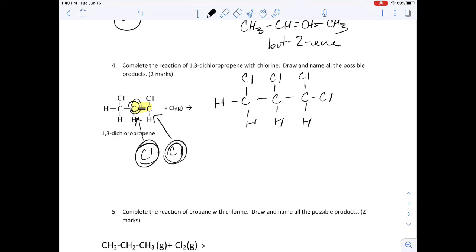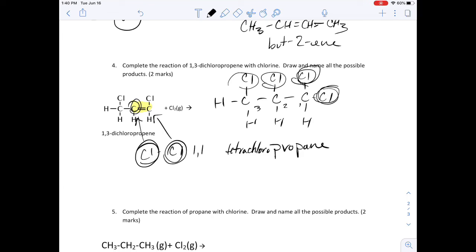Now I need to name this. So this is going to be a propane, right? Because it's all got single bonds. But it's got 1, 2, 3, 4 chlorines. So it's tetrachloropropane. And I need to number this to get the lowest number. So if this was 1, 2, 3, I'd get 1, 2, 3, 3. But that gives me a higher number than if I go back the other way and I go 1, 2, 3. That'd give me 1, 1. So 1, 1, 2, 3 tetrachloropropane.